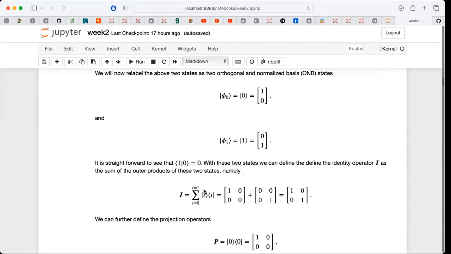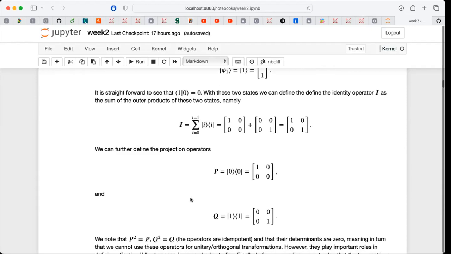We also defined what we called the identity operator, which in this case is the sum of the outer products of these two states. We will encounter the outer products again and again, and that obviously becomes a matrix. So this is what we normally call the identity operator or the identity matrix. It's easy to see that I to the power of n is always equal to itself.